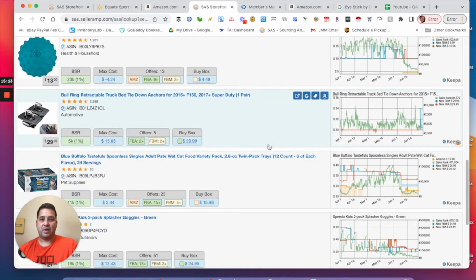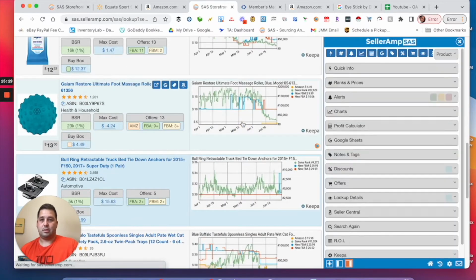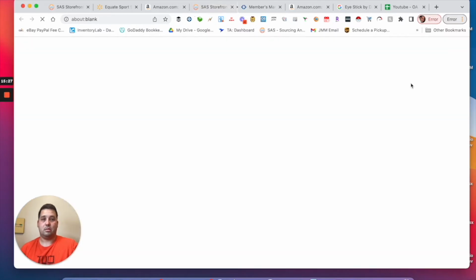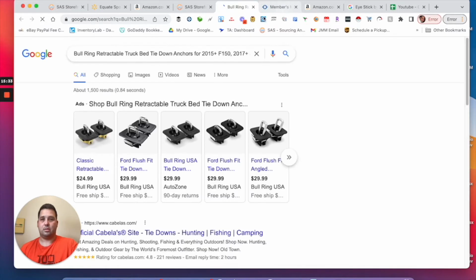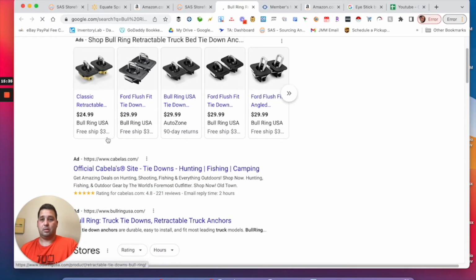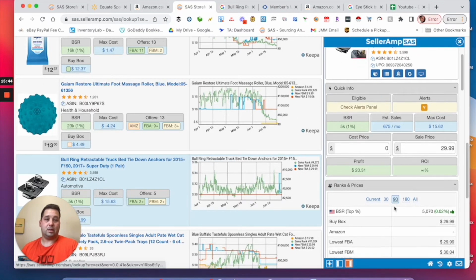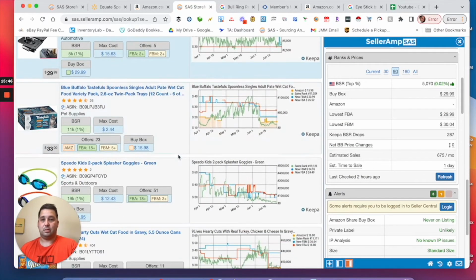So I'm just briefly going through. Bullring, rectangle, truck bed tie-in. Let's see what this is. $15 cost, 29. No idea what this even is. $24.99. Probably the price we needed. 15. See what the 90-day was. Yeah, 90-day was 29. So this means Amazon is selling the product, so I'm going to stay away from that.